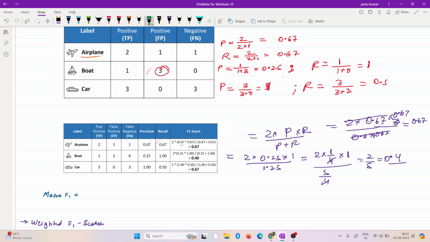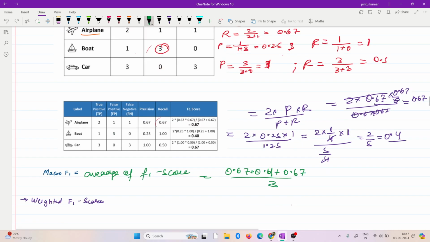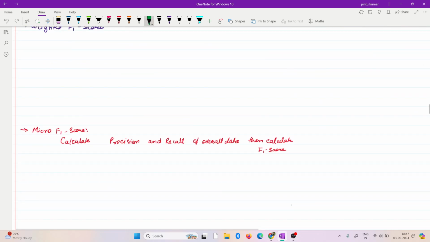Now you want to somehow merge them so that you get a single value. Now, as I said, what is macro F1 score? Macro F1 score is just the average of the F1 scores. So this is 0.4 plus 0.67 plus 0.67, divided by 3. This is your macro F1 score. So you just take the average value of all the F1 scores and you obtain your macro F1 score.